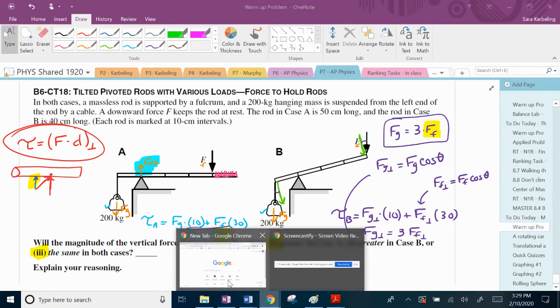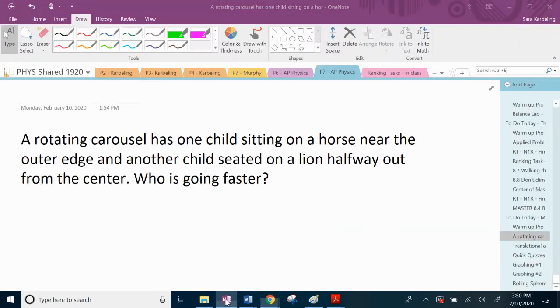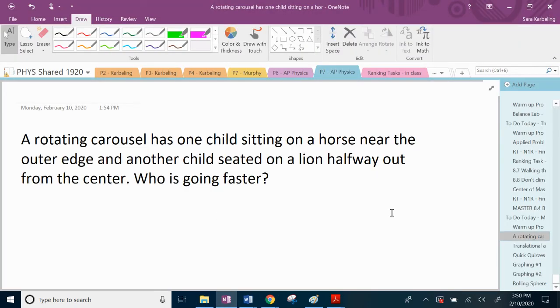You do your quiz. Five questions, multiple choice. The question on the board says, a rotating carousel has one child sitting on a horse near the outer edge and another child sitting on a lion halfway out from the center. Question is, who's going faster?